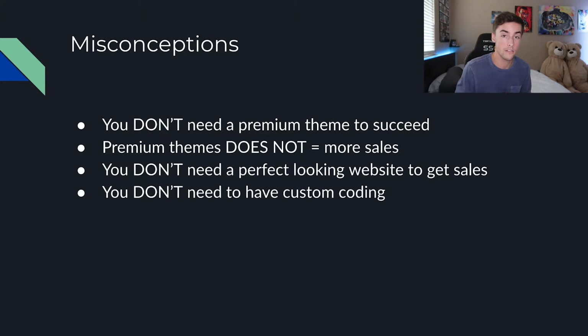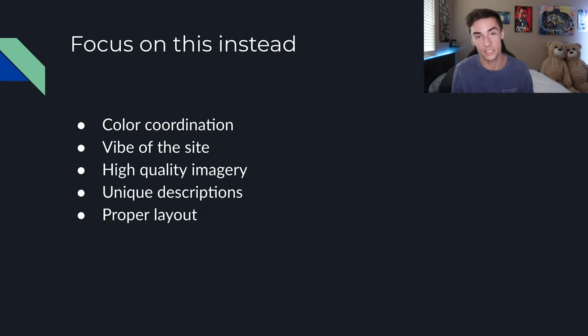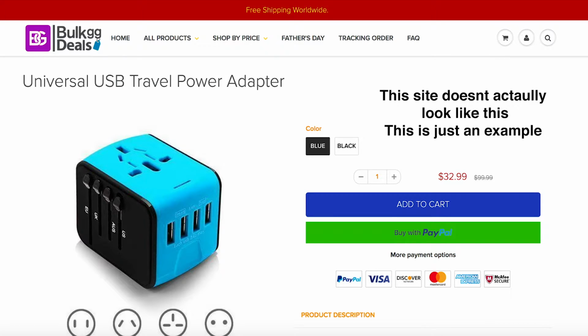All right, so now that we've covered things you should not focus on, let's cover some things you should focus on. You need to make sure your website is color coordinated. I'm not gonna go into these too much because this video is all about themes, not about making your Shopify store perfect. But make sure your colors are coordinated and correlated. Make sure you don't have a purple announcement bar, a blue add to cart button, and then a red description.